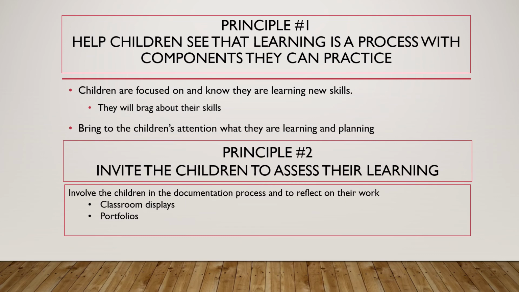So principle 1 for chapter 5, help children see that learning is a process with components that they can practice. Children are focused on and know they are learning new skills, and they will even brag about their skills. Bring to the children's attention what they are learning and planning. A good example is presented in chapter 5 on page 114 about Lego play.